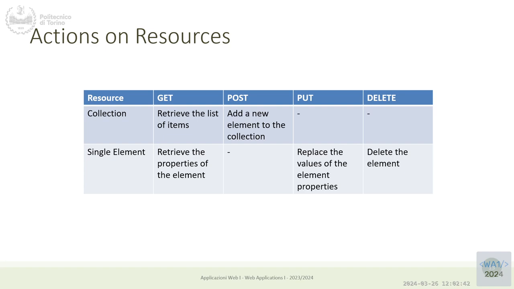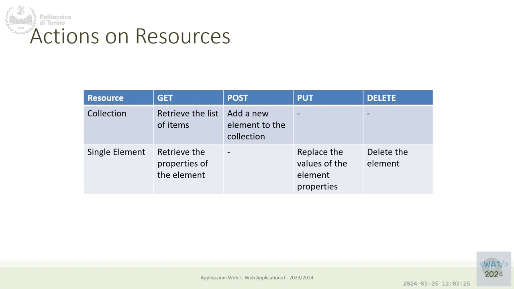We can get a list of items, GET from the collection. We can get the information about one single item, depending on whether our URL is slash students or slash students slash ID. And so on. So these are the five high-level operations that we can do on any database. And we are mapping these operations onto the intersection of HTTP methods and URI formats.